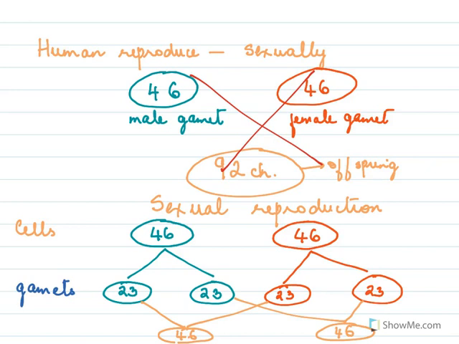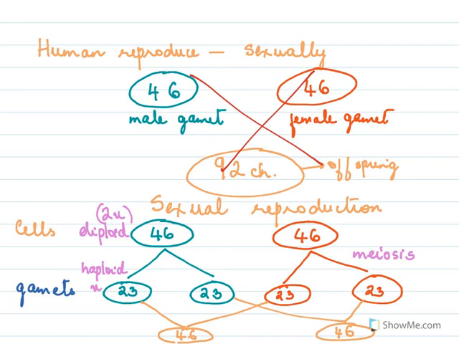So this is an important process where the number of chromosomes is halved before reproduction. And this halving of the chromosomes, the process, is called meiosis. The normal cells are called diploid, or we call them 2X chromosomes. And the gametes are called haploid, and they just have X number of chromosomes.